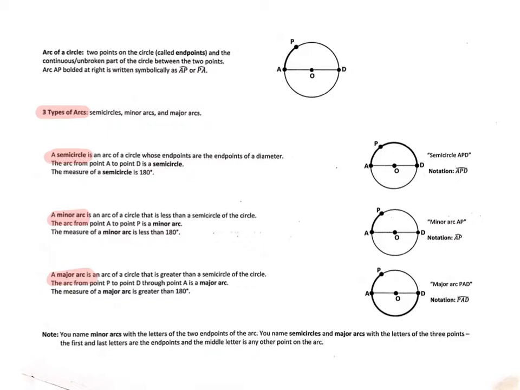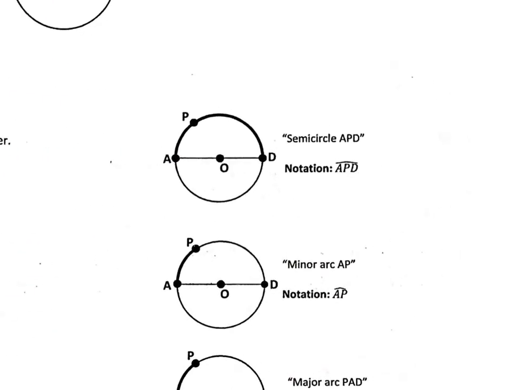Okay, so what's the difference between those three types of arcs? The semicircle is half a circle. The measurement of the semicircle is 180. We use three different letters to name the semicircle. In this case, we call it arc APD. The notation for arc is this small curve on top of the APD. So to name a semicircle or a major arc, we need three different points.